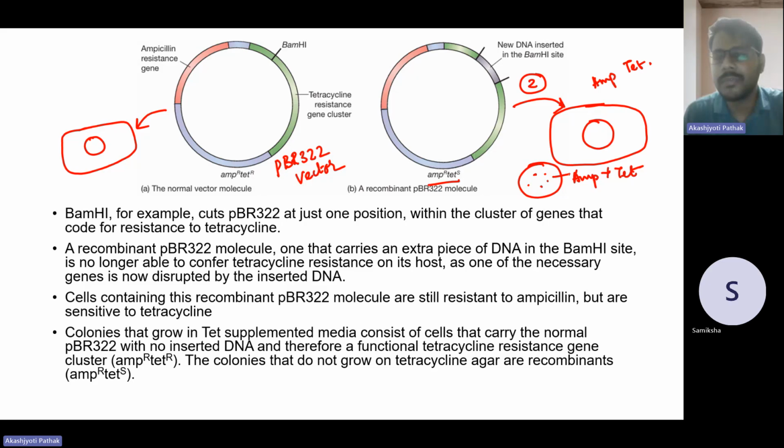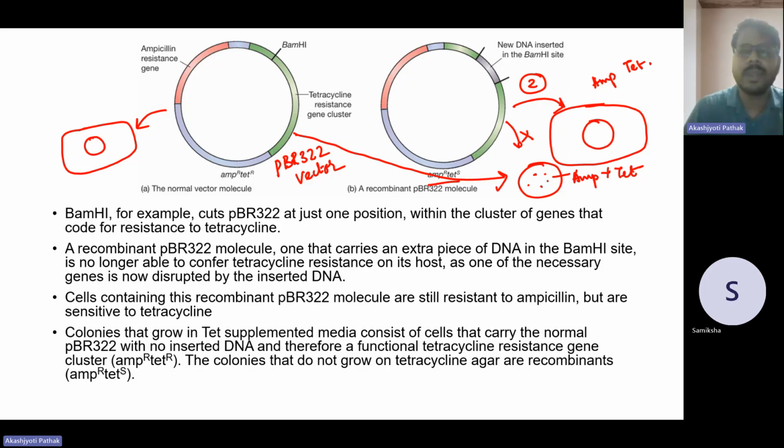If you are growing it on an agar plate having ampicillin and tetracycline, then only these type of bacteria will grow. These will not grow because they have now become sensitive to tetracycline. Is it clear? Yes, sir.